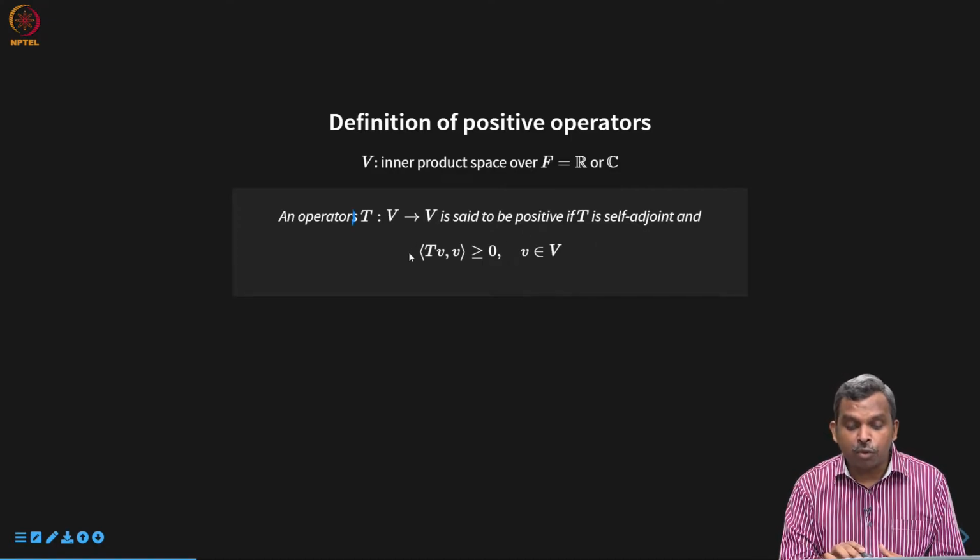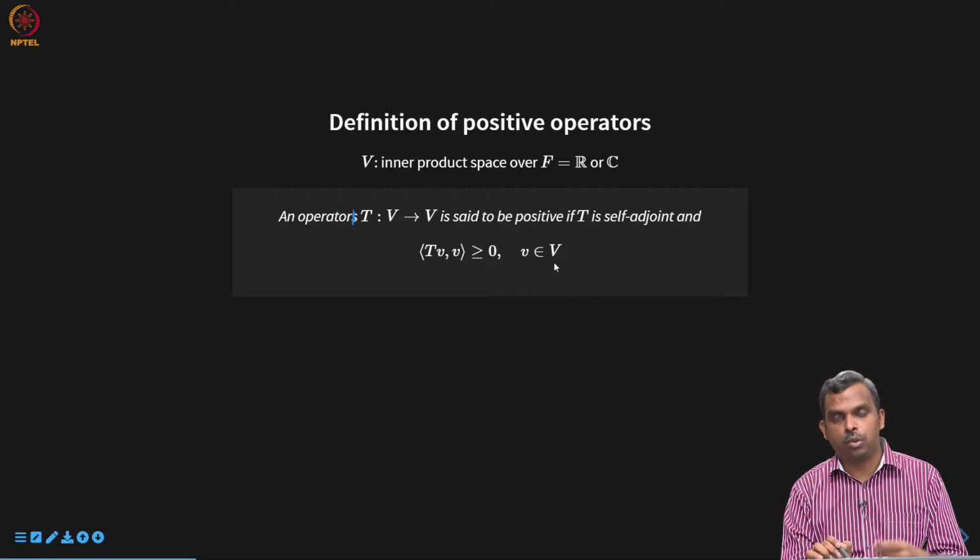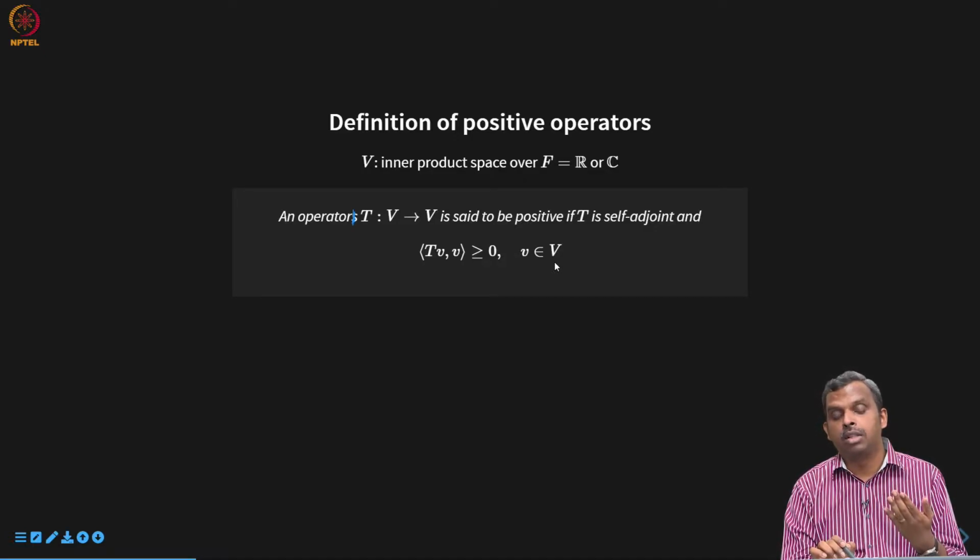And what is the condition for positivity? This is the condition, okay? The inner product of TV and V should be non-negative, okay? Should be greater than or equal to 0, okay? So for all V, this should happen. Okay, so your operator T is self-adjoint, it takes V to TV, but the inner product of TV comma V needs to be non-negative for that operator to be called positive, okay.